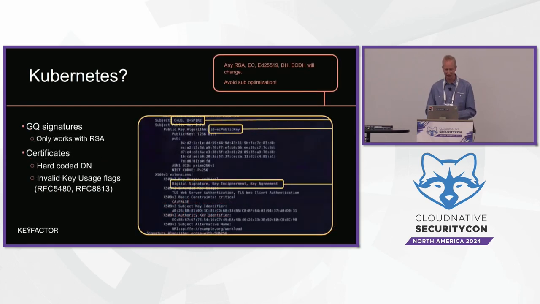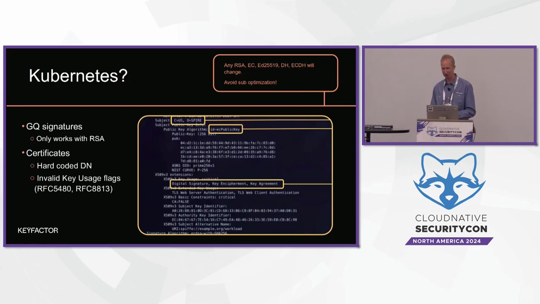One example, or two examples that I've seen, is GQ signatures, which only work with RSA. The attitude was, well, we know it's only RSA, but it works for now. So you're going to have to redesign it anyway soon. And there are also hard-coded things in certificates.